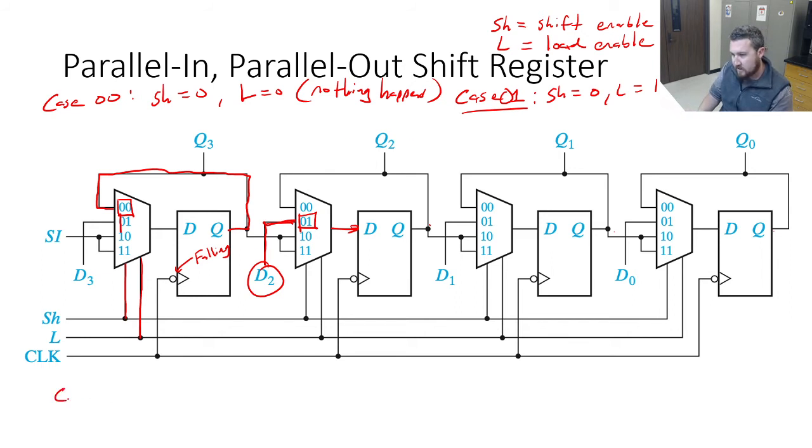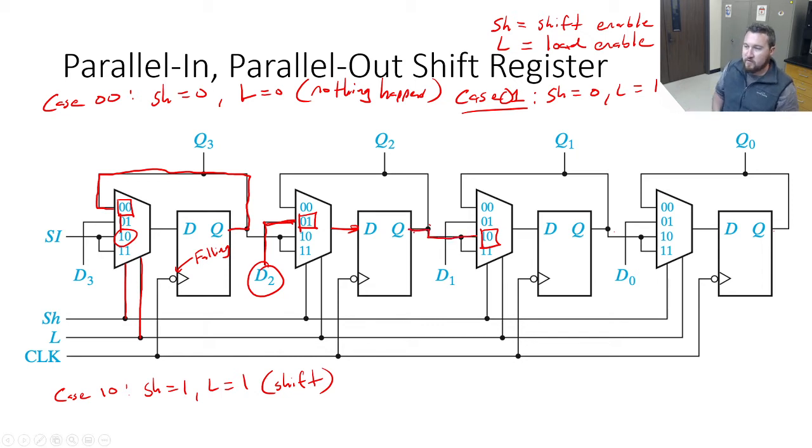Now let's take a look at case 1, 0. This is where SH is equal to 1 and L is equal to 0, and this is shift, right? We can see that by noticing that this input is tied directly to the output of the previous shift register, or in the case of the first one, to the shift enable, right? So this means that when shift is equal to 1, we want to actually do the shifting. We want to pass the bits down to the outputs.